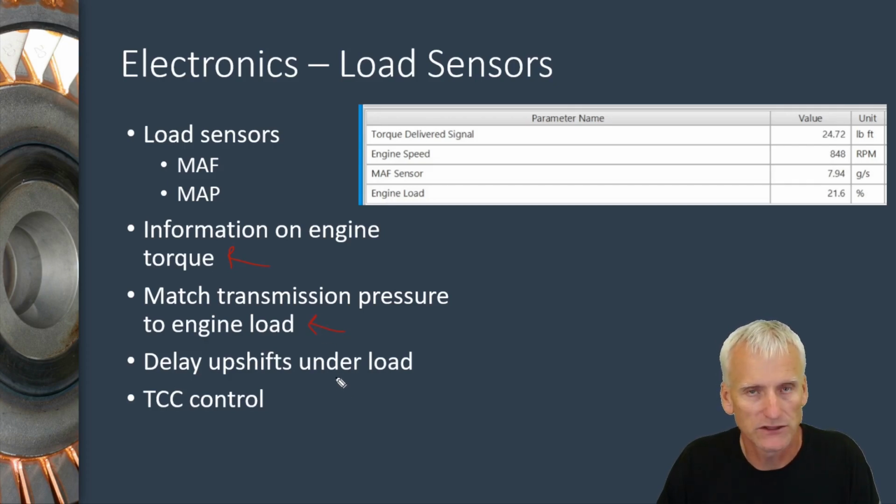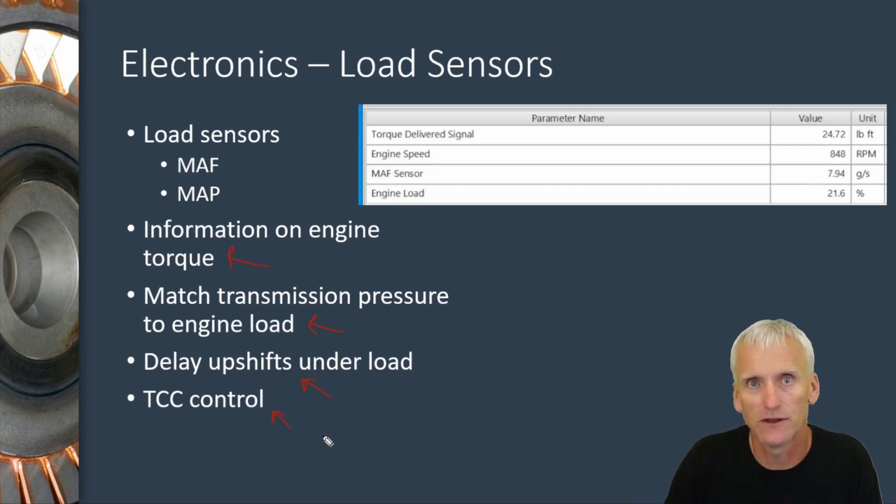More pressure for higher torque and lower pressure for less torque. They're also going to use that load information to maybe delay your upshifts when you're under a load, and also to control your torque converter clutch. If you're under a lot of load, they'll keep the torque converter clutch off so you can multiply torque and keep that engine RPM up. And then when you're just cruising and you're not creating much load at all on your engine, they're going to apply that torque converter clutch for fuel economy and reduce temperatures.